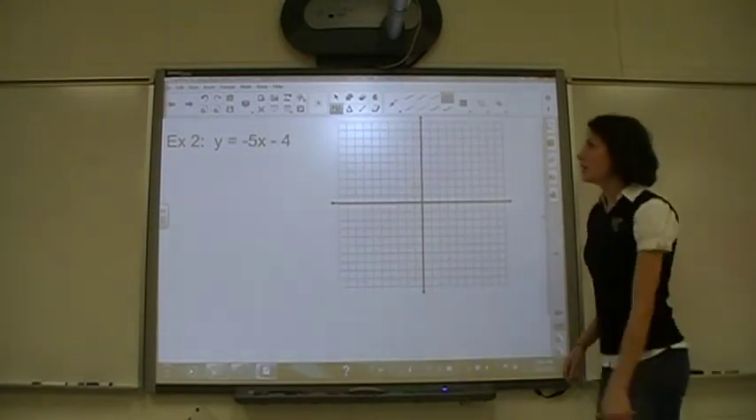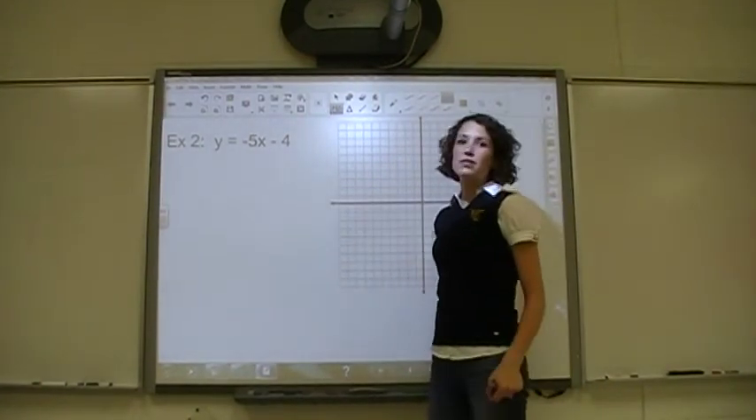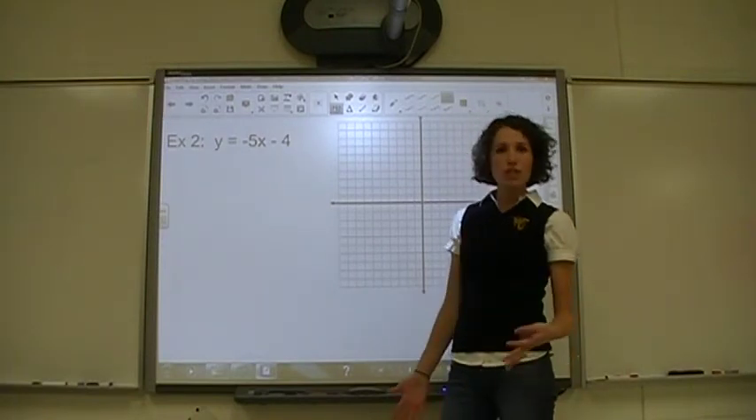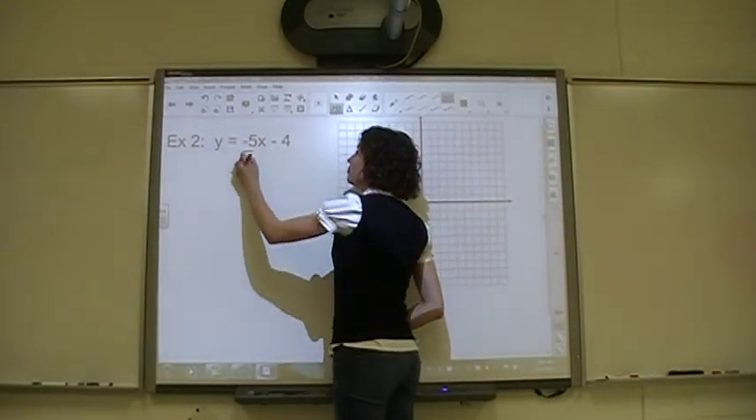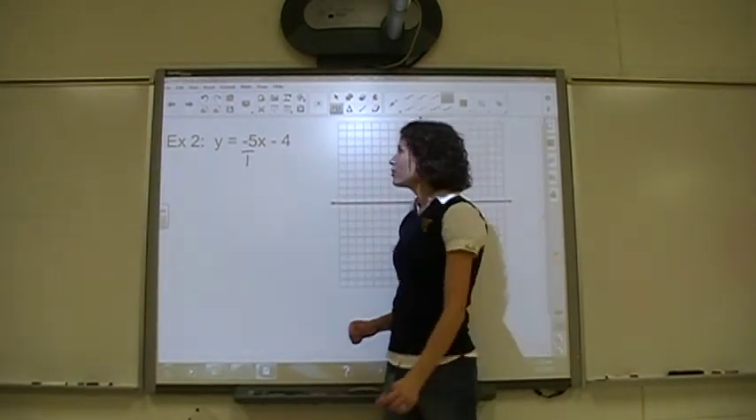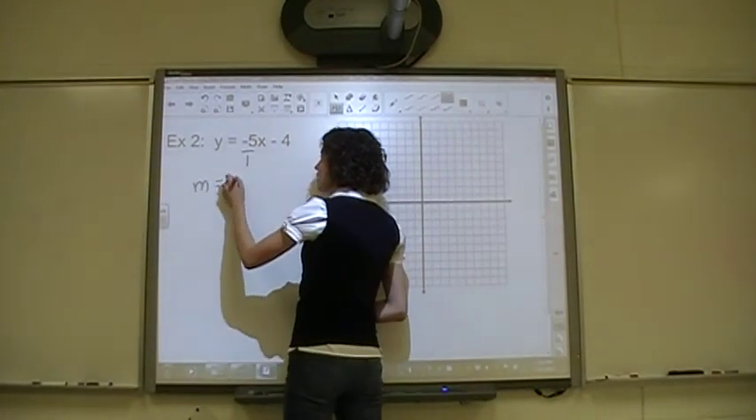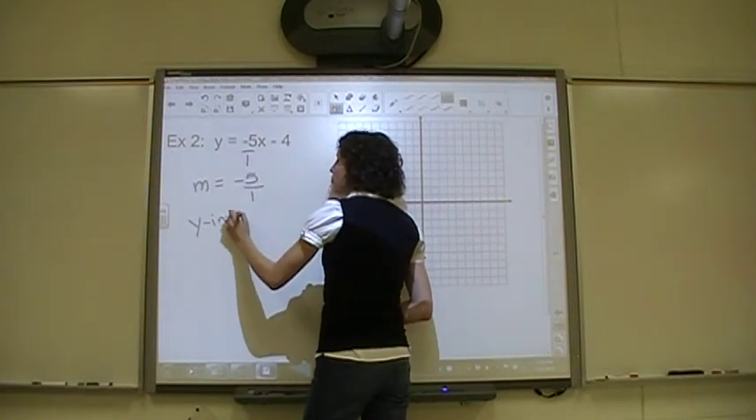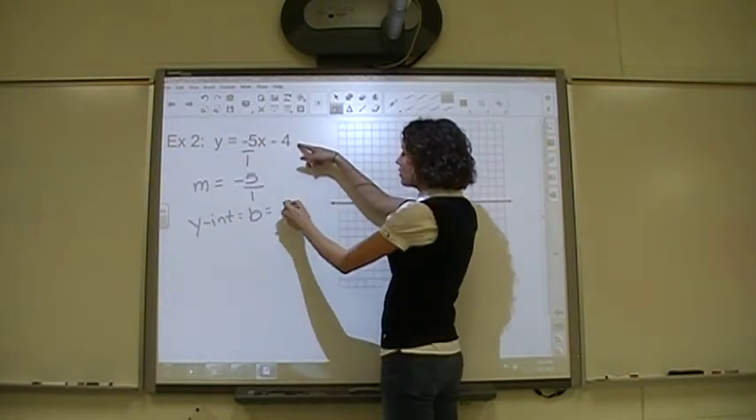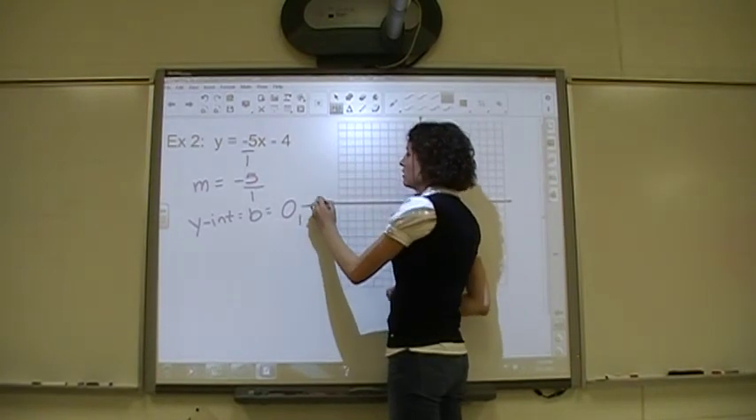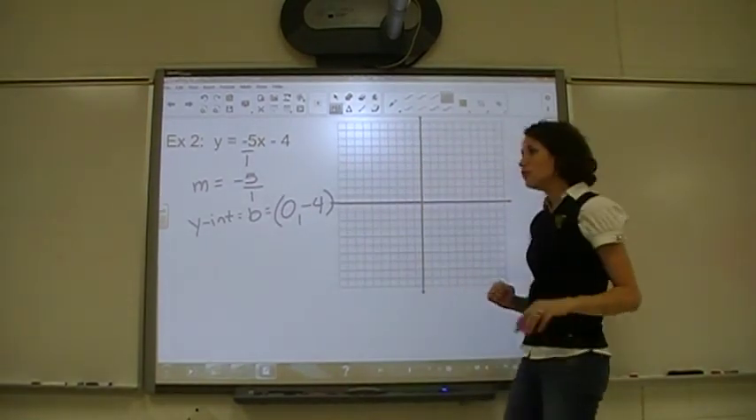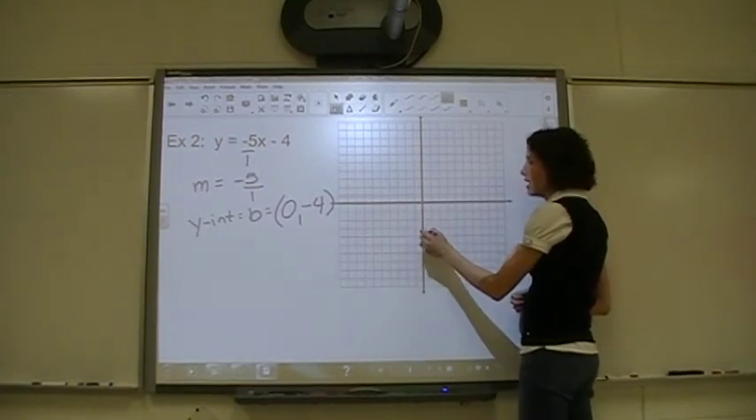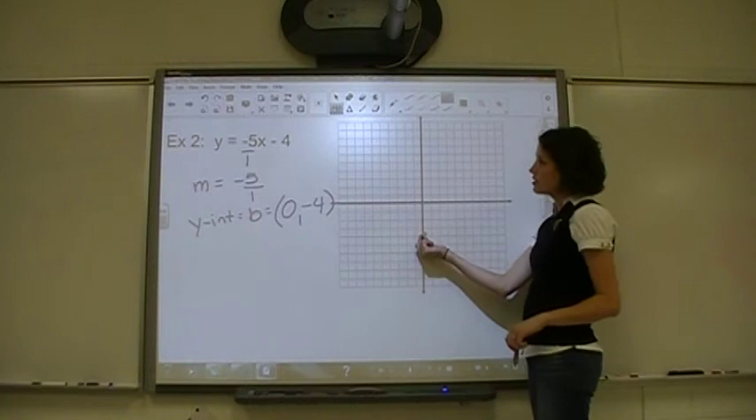Now looking at this one, we have y equals negative 5x minus 4. Your slope is not a fraction, so make it one by putting it over 1. So your slope, which is m, is going to be negative 5 over 1. Your y-intercept, or your b, is going to be (0, negative 4), and don't forget that negative. So what you want to do first is go down 4, 1, 2, 3, 4 for your y-intercept, because you go right and left 0, down 4.